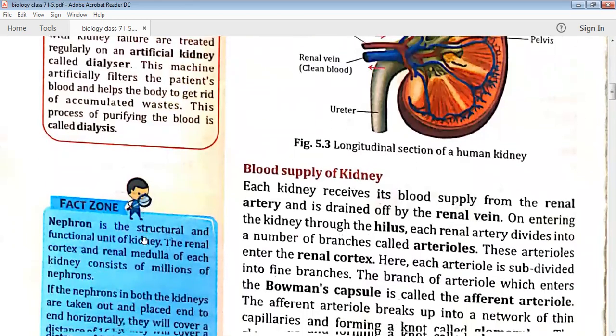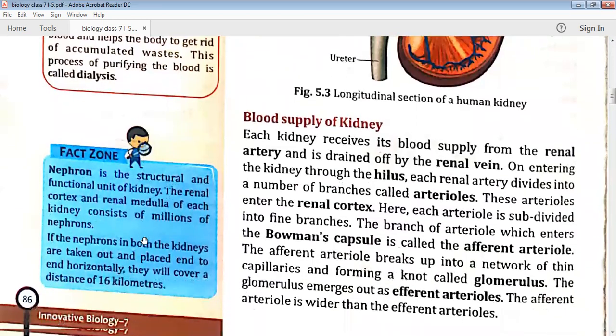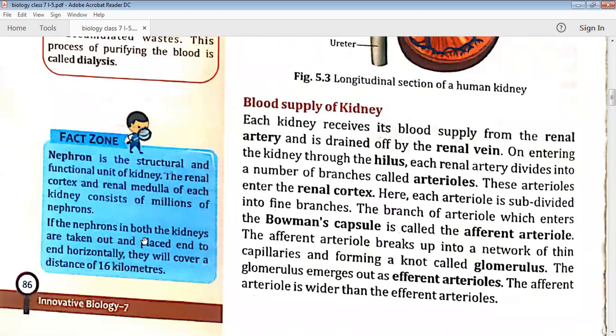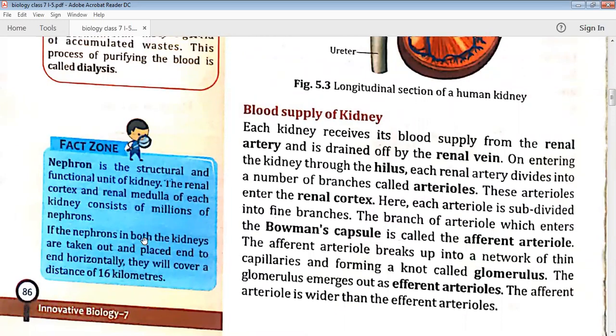As you can see in the figure, the nephron is the structural and functional unit of the kidney, just like the cell is the structural and functional unit of the body. The renal cortex and renal medulla of each kidney consist of millions of nephrons. If the nephrons of both the kidneys are taken out and placed end to end, then the distance covered will be 16 kilometers. So you can see the kidney is made up of this thing only.